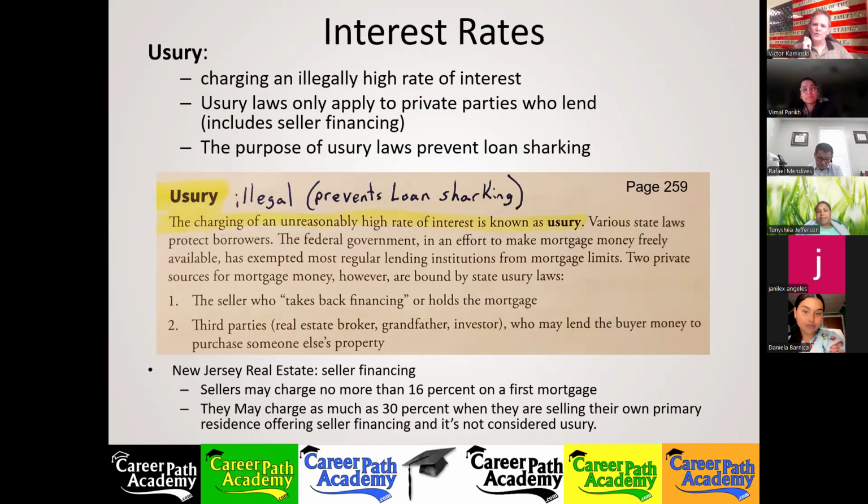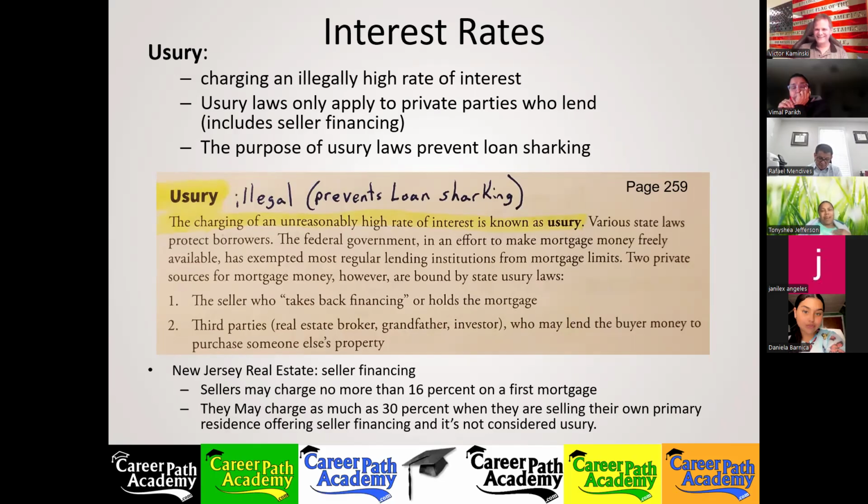Usury laws prevent loan sharking. That's charging an unreasonably high rate of interest by a private lender. So if I'm lending you money and you're going to pay me back at 200% interest by next week, or I'm going to break your neck, that's loan sharking. Now, forget about the breaking of the neck and the threats. Usury is charging an illegally high rate of interest by a private lender like the mafia, some guy who's got some money he's going to lend you, but you better pay it back.